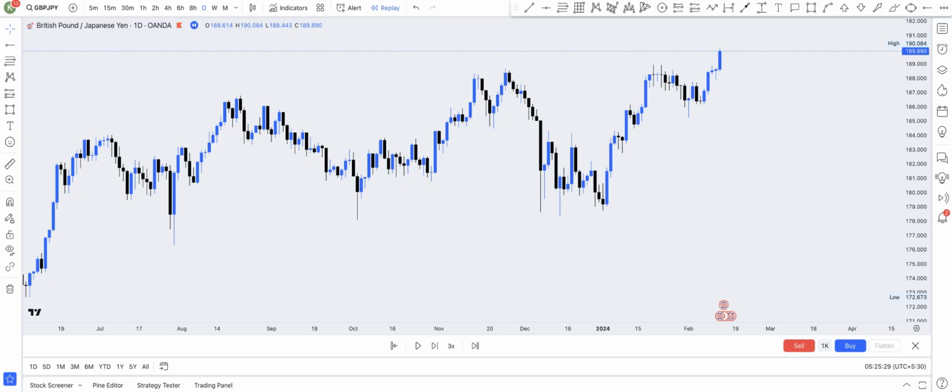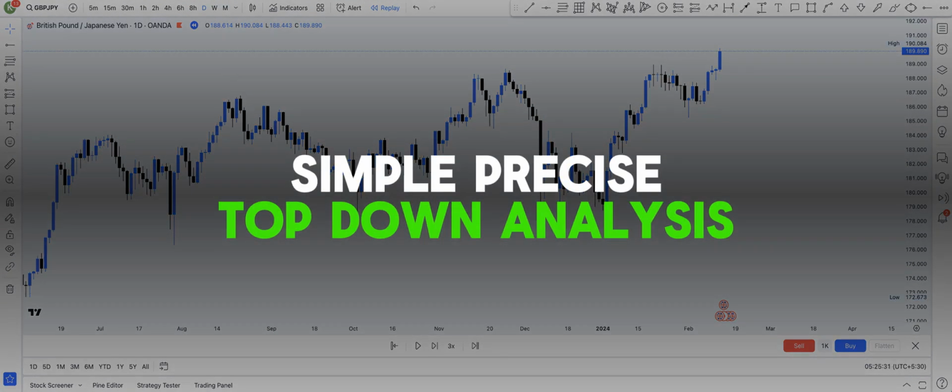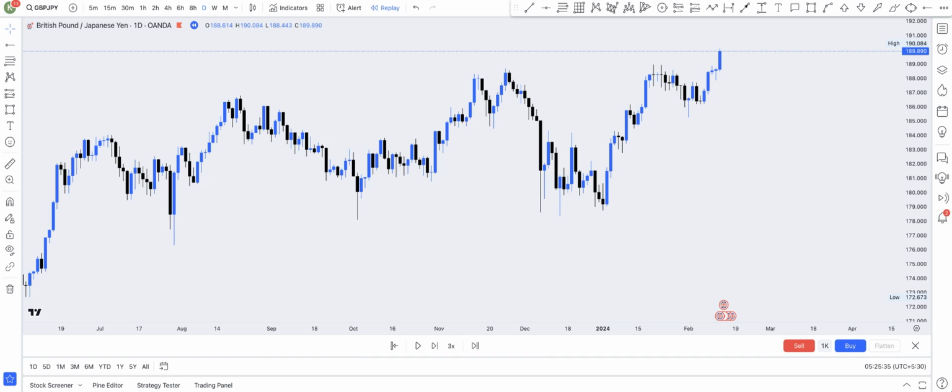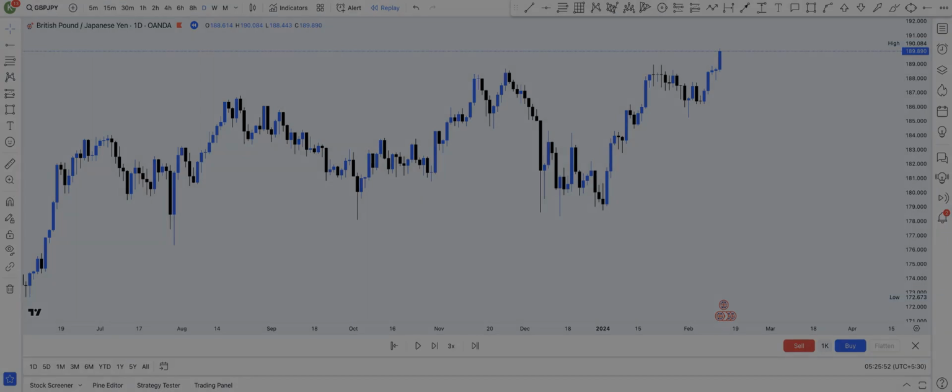So in today's lesson, we're just going to do a very simple, precise top-down analysis. I'm not going to stress you with any jargon, or with anything that will make you confused. We're going to go straight to what we have to do today. It is very simple and straightforward, so that even a beginner will understand this top-down analysis. So without wasting my time, let's dive in.